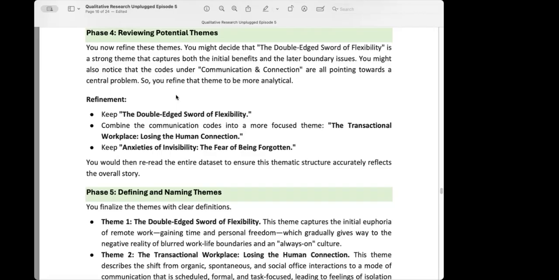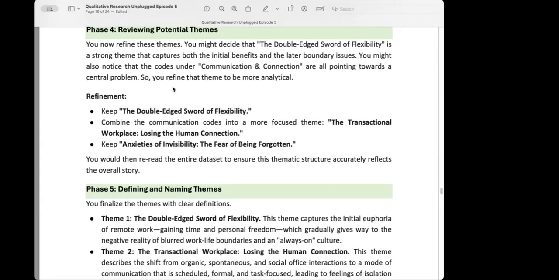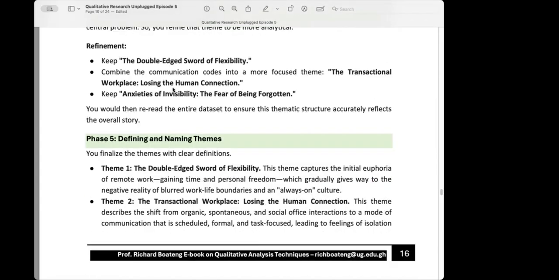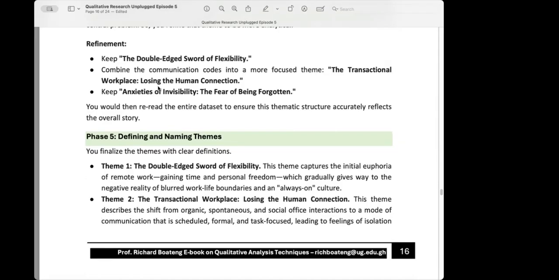Exactly. Two key tasks here. First, you define the theme. For each final theme, you need to write a detailed analytical definition. This isn't just a sentence, it's a short paragraph that explains what is the essence of this theme? What specific story does this theme tell about your data? What is its scope? What aspects of the data does it cover and what does it not cover? And how does it relate to, or perhaps distinguish itself from, the other themes you've developed?